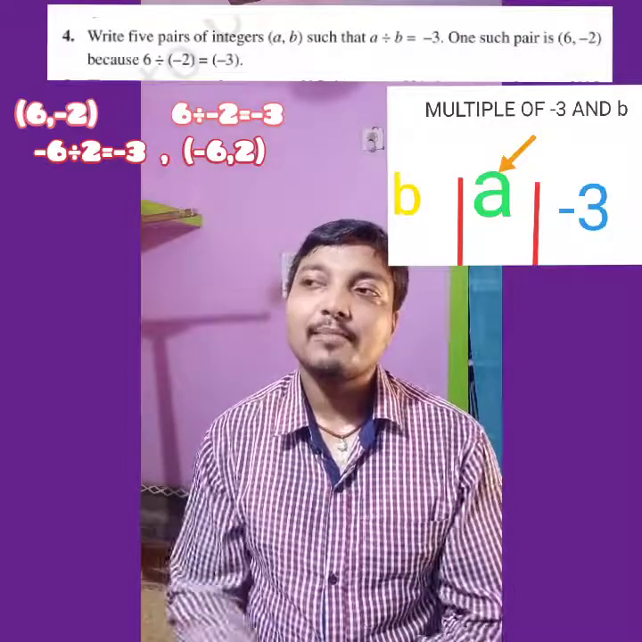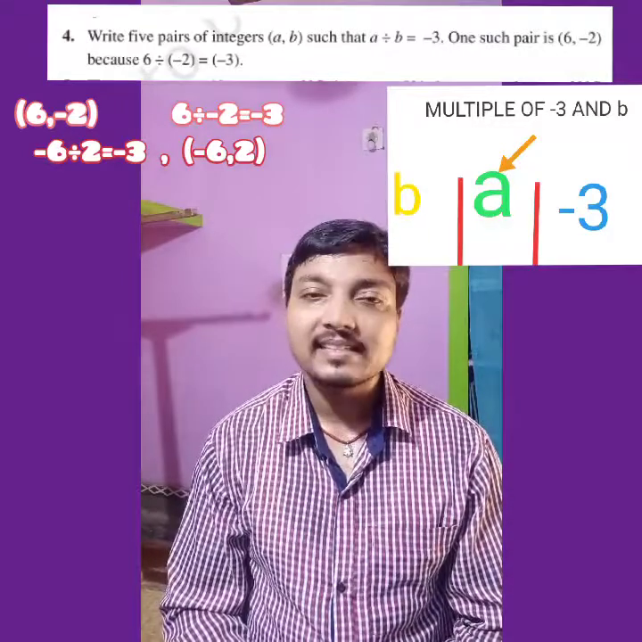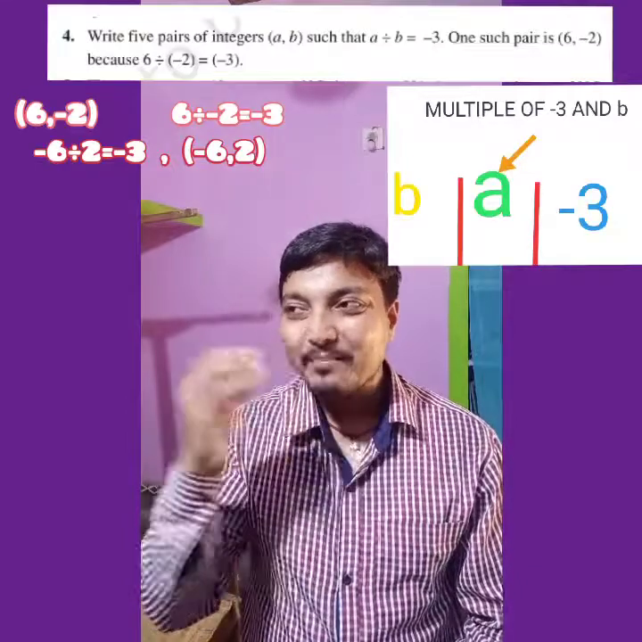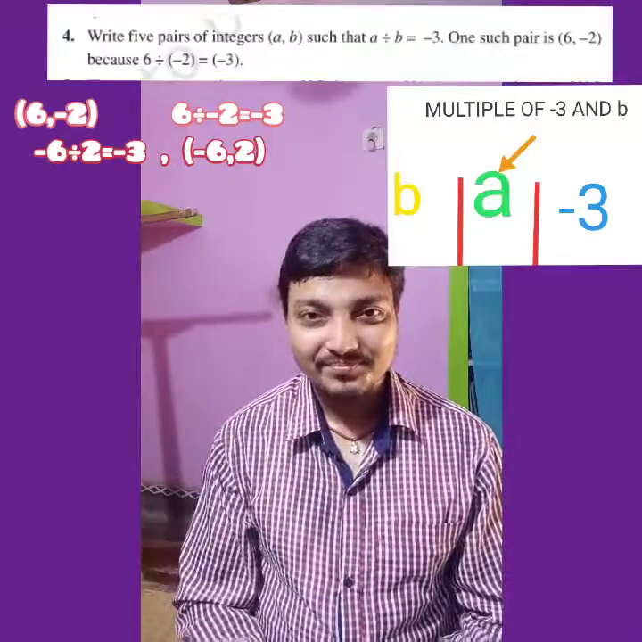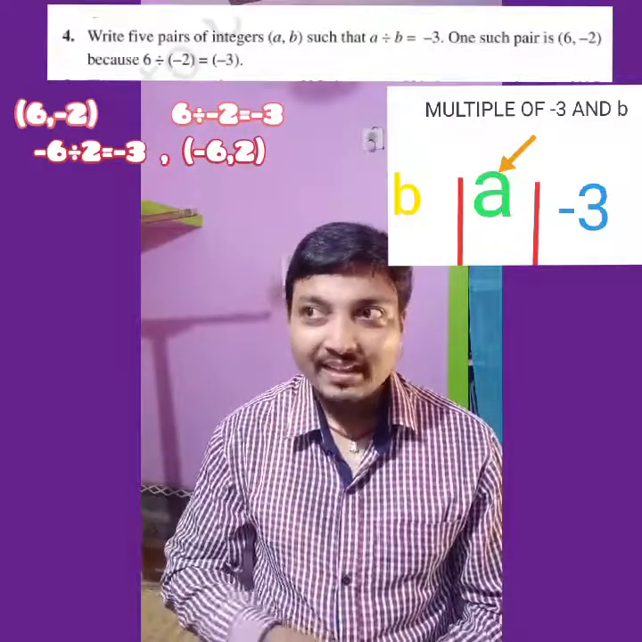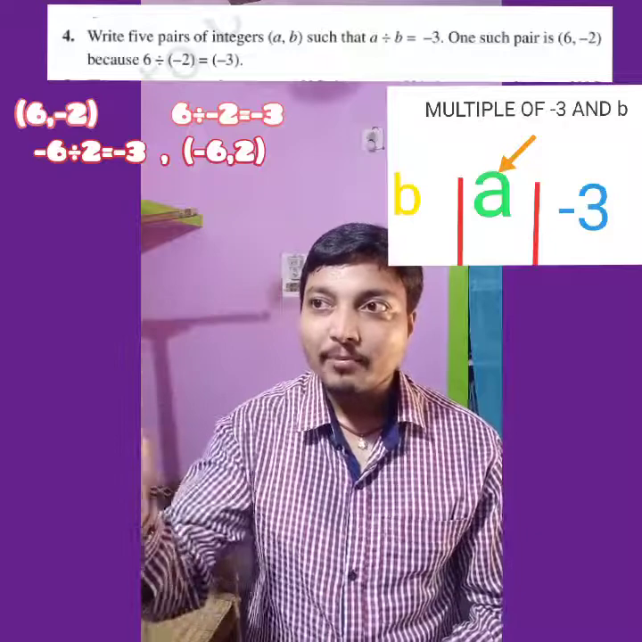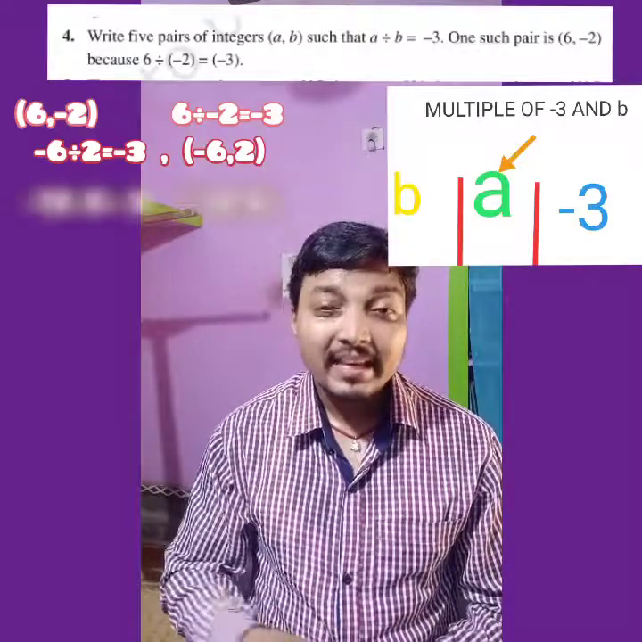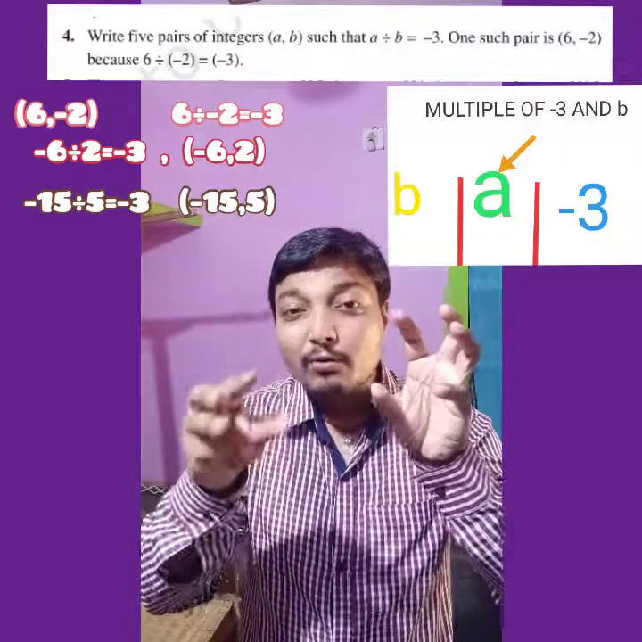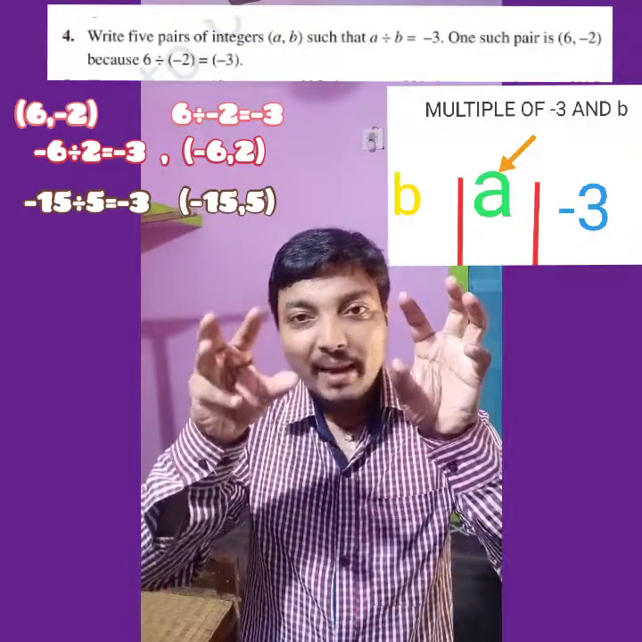So in one example, one pair given was 6, minus 2. Also one can formulate that minus 6 and 2. Ready? Another example, A should be a multiple of 3. Another example I am taking, 3 times 5 is 15, so 15 is A. So 15 divided by which one is 3? 15 divided by 5 is 3.